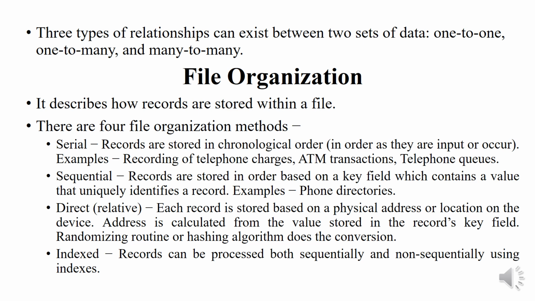Direct, where each record is stored based on a physical address or location on the device. The address is calculated from the value stored in the record's key field. A randomizing routine or hashing algorithm does the conversion. Indexed, where records can be processed both sequentially and non-sequentially using an index. So these are the 4 file organization methods.